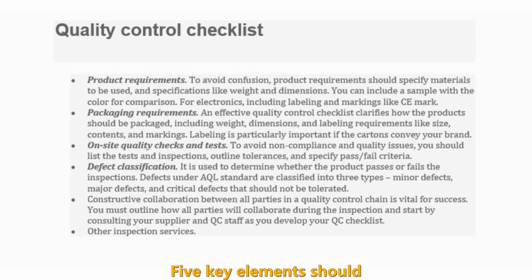Five key elements should be outlined extensively and clearly in your quality control checklist, including product requirements, packaging requirements, on-site quality checks and tests, and defect classification. Constructive collaboration between all parties in a quality control chain is vital for success. You must outline how all parties will collaborate during the inspection, and start by consulting your supplier and quality control staff as you develop your quality control checklist.